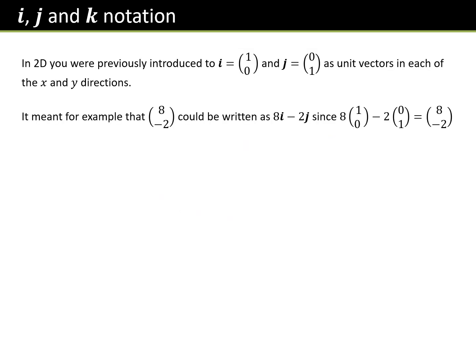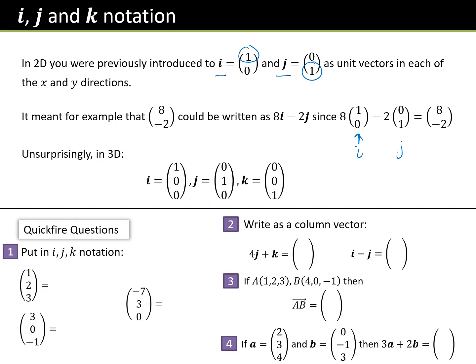So just looking at the notation now, you should be already aware of i and j from year 1 work. It's 1 unit in the x-axis direction and j 1 unit in the y. So 8i minus 2j, and this is just i and j, and so that's the column vector 8, minus 2. So unsurprisingly, in 3D, we just call it i, j, and now k. So k is 1 unit in the z direction. So being able to toggle between the two notations.